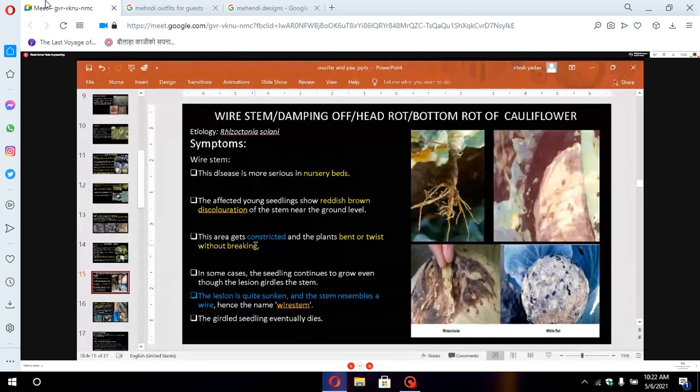So next important disease is wire stem. This is also a very severe problem in cabbage and cauliflower. It is also known as damping off. Sometimes it can cause head rot. Sometimes it can cause bottom rot. So this disease is the infection due to Rhizoctonia solani in case of crucifers. So it is named differently as per the site of infection or the part of plant which is infected.